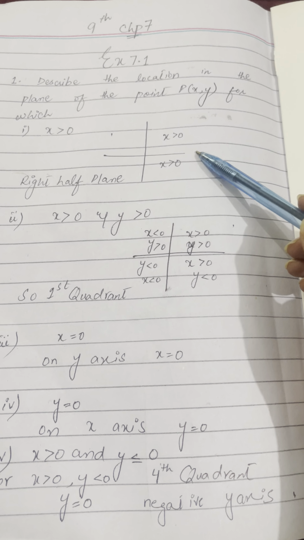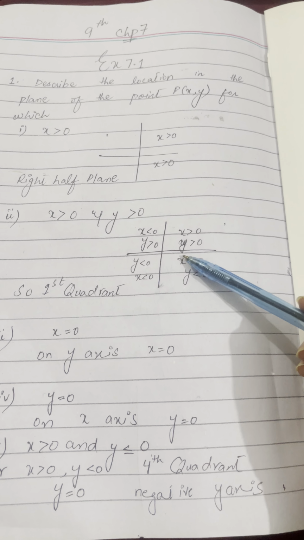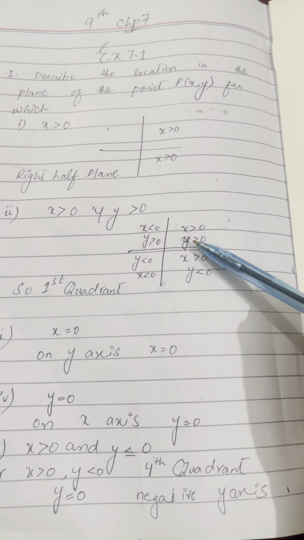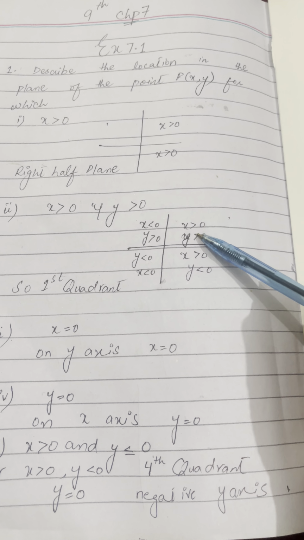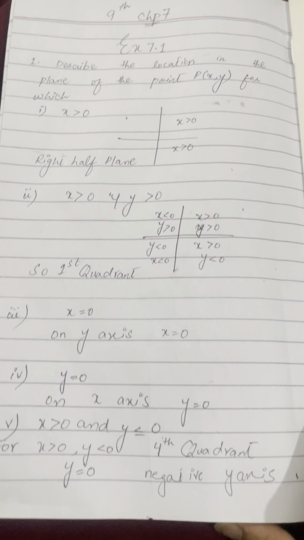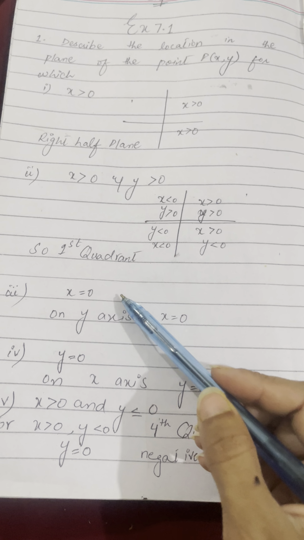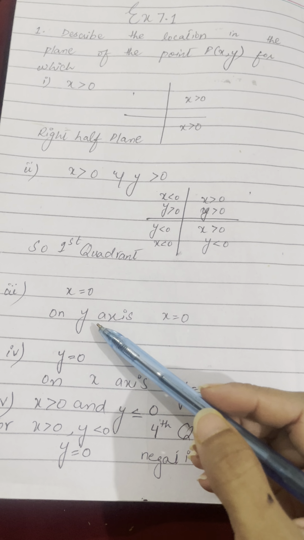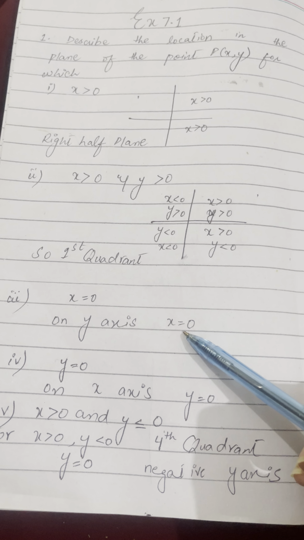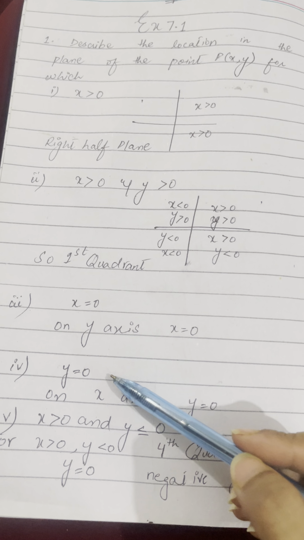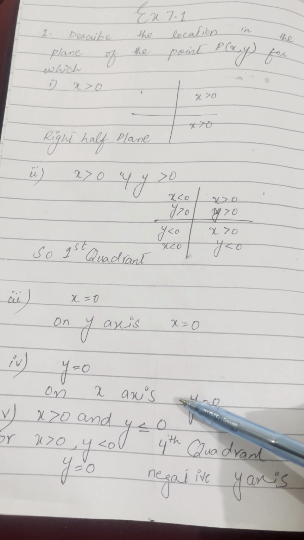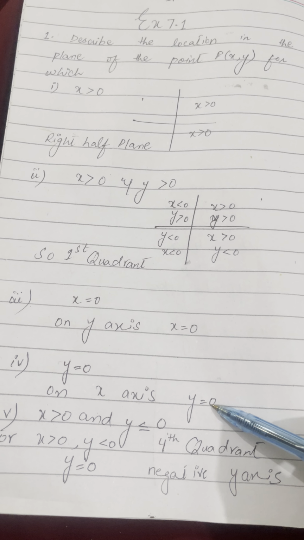In the second part, for x greater than zero and y greater than zero, we will take the point in the first quadrant, because only in the first quadrant are both values positive. In the third part, it is given that x is equal to 0. So in the third part the point will lie on the y axis, because on the y axis the value of x is 0. Similarly, for y equal to 0, the point will lie on the x axis, because on the x axis the value of y is 0.